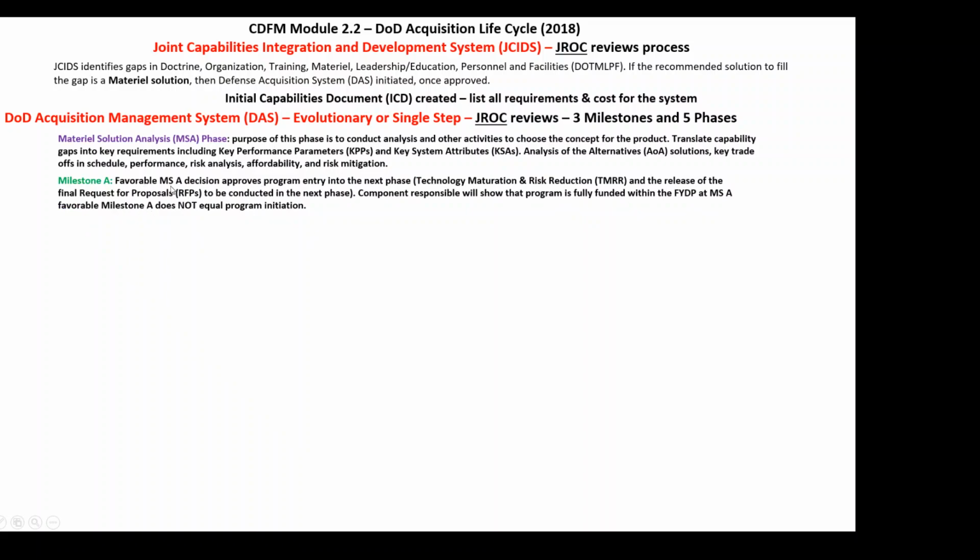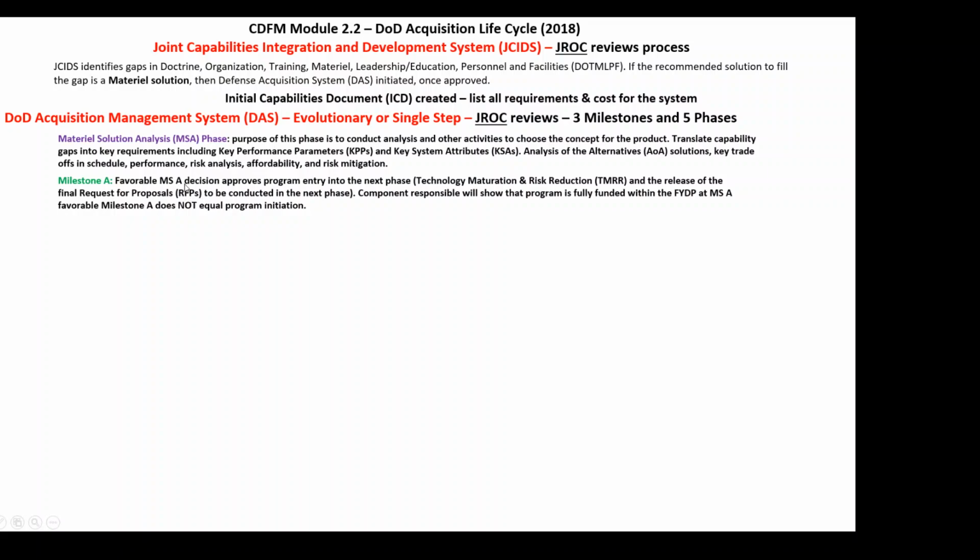Remember, there's a decision that has to be made by the milestone decision authority. So a favorable milestone A decision approves program entry into the next phase. You have to have a review or decision point after each. We don't want to develop a whole item to then find out, oh, this does not fill the capability gap we talk about up here. So before and after each phase, a decision point is made to decide whether we continue or not.